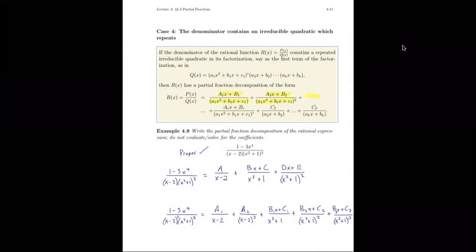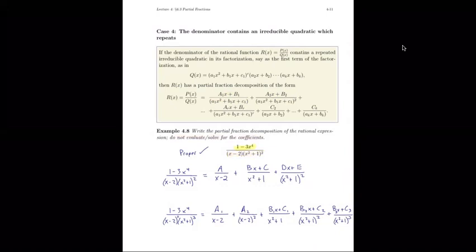So let's see, in this example, they just ask us to write down the decomposition, but don't try to solve or evaluate for the coefficients. This is a common way to test your knowledge and ability with these problems without actually having to do the full work of this. So we have 1 over 3 minus x to the 4th over this linear factor times a repeated irreducible quadratic.